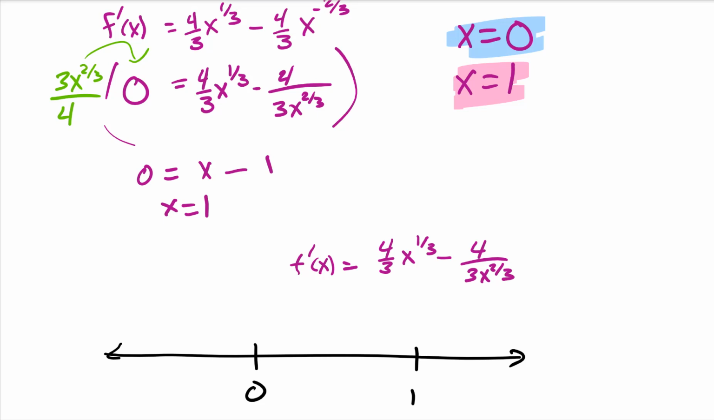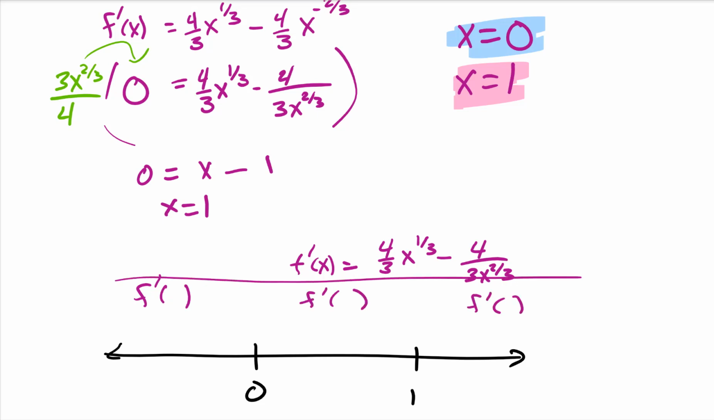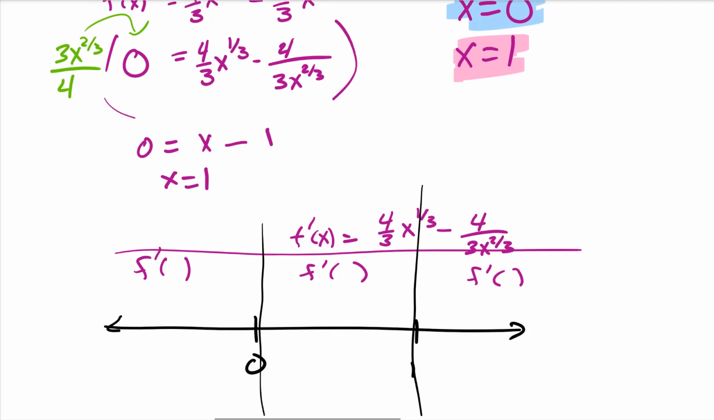Now we want to take values and plug them into our derivative, in between these critical values. We want to find out whether they're positive or negative. So we want to choose a value that is smaller than 0, and let's go with -1. We want a value that's in between 0 and 1, so let's go with 1/2. We want a value that's larger than 1, so let's go with 2. Plugging in -1, it's negative.